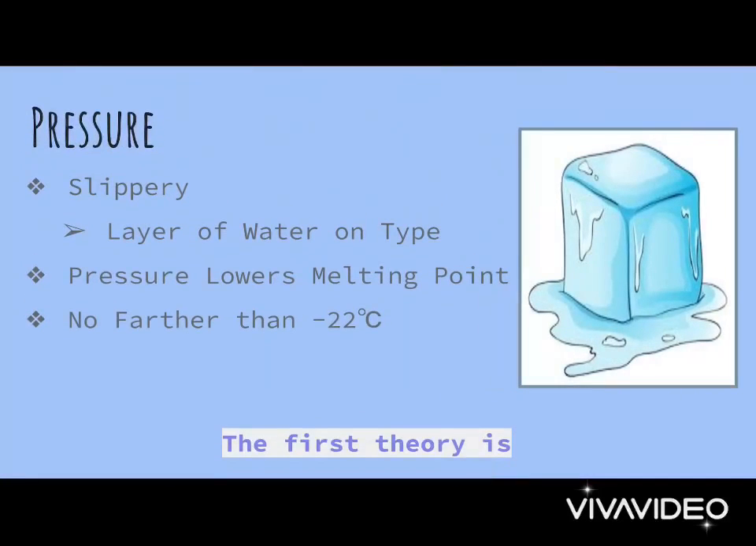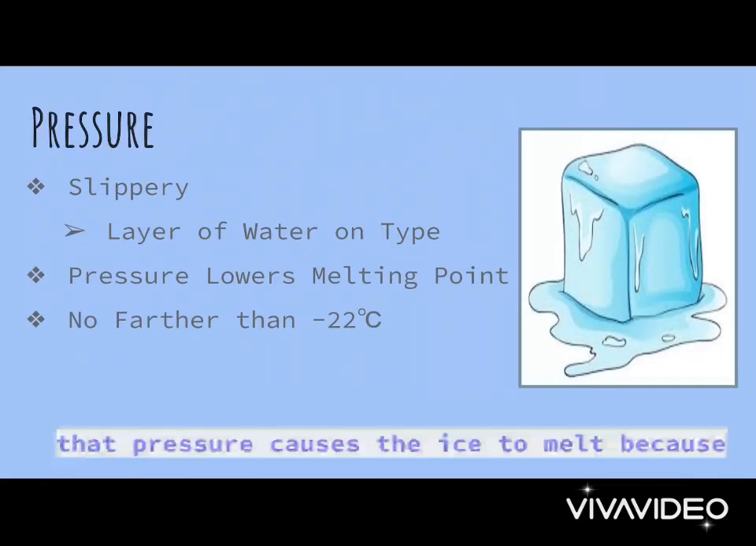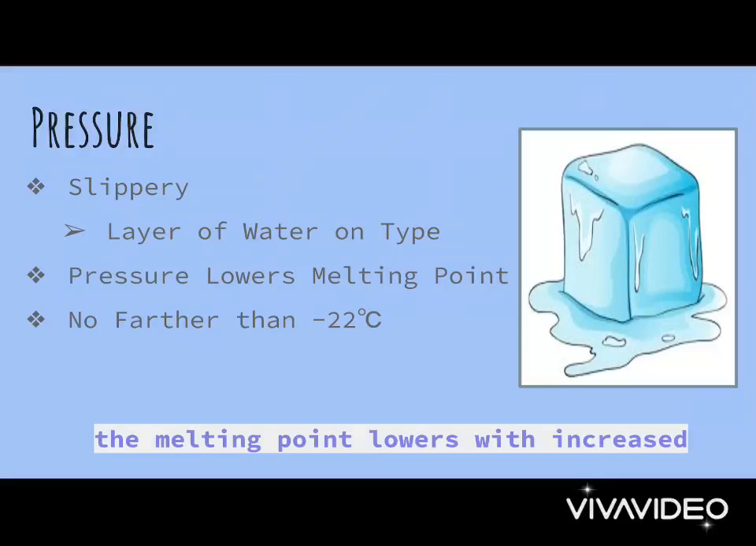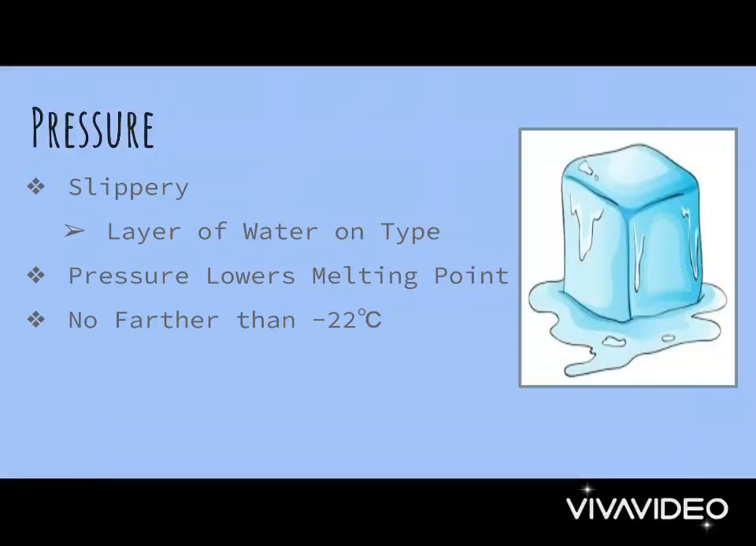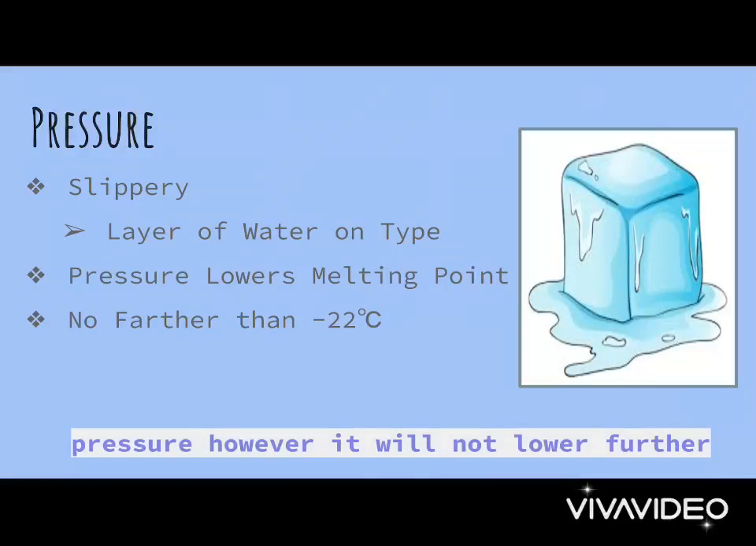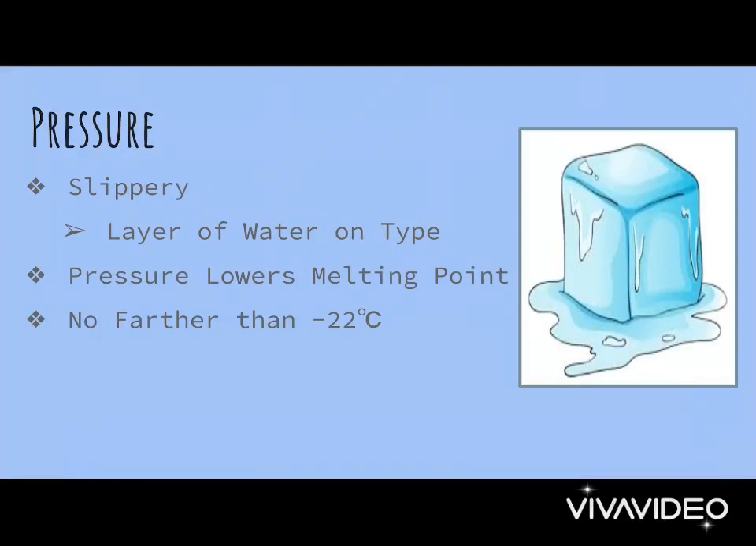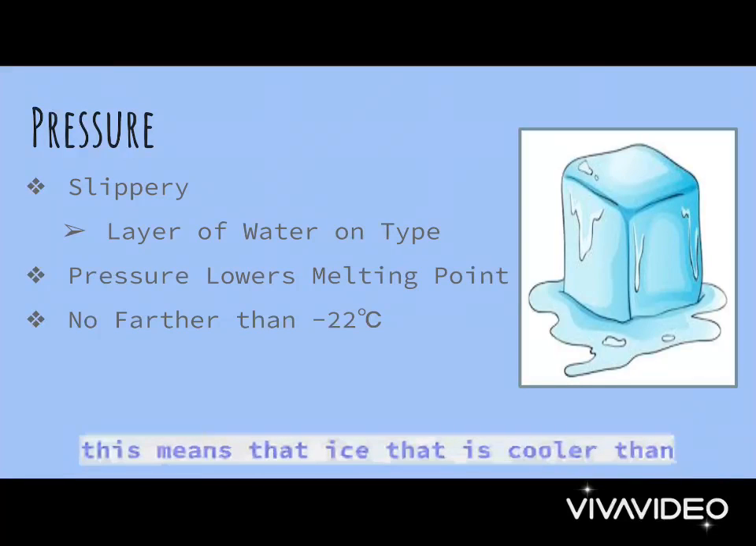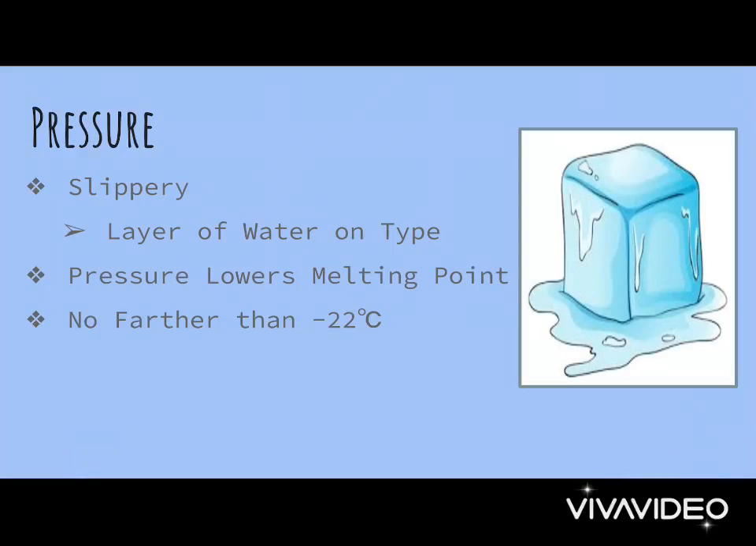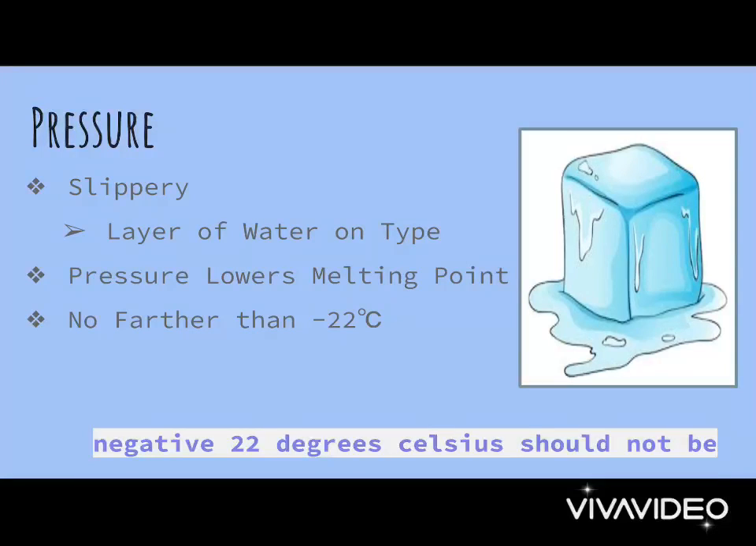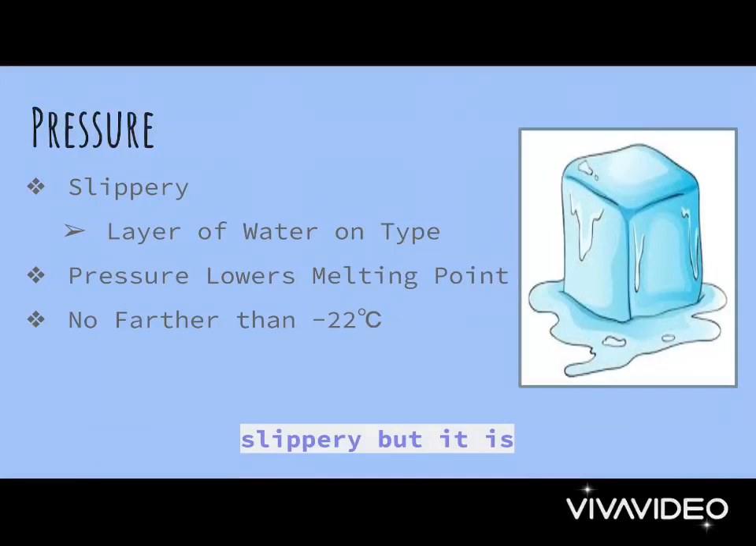Pressure. The first theory is that pressure causes the ice to melt because the melting point lowers with increased pressure. However, it will not lower further than -22 degrees Celsius. This means that the ice that is cooler than -22 degrees Celsius should not be slippery, but it is.